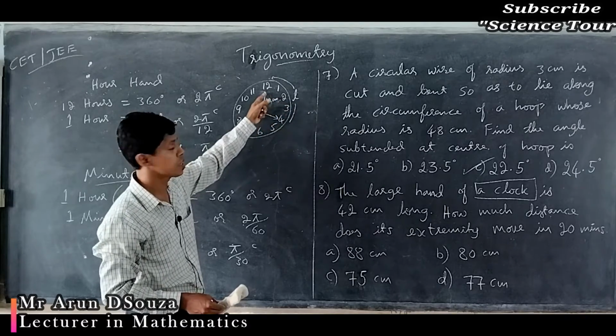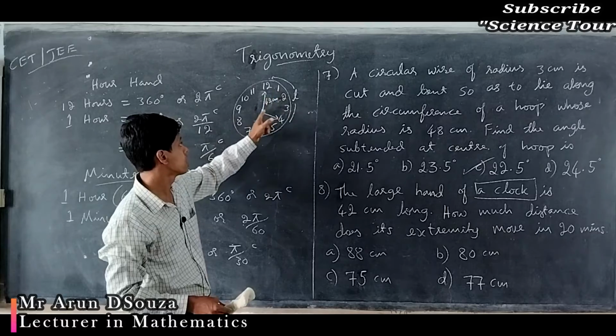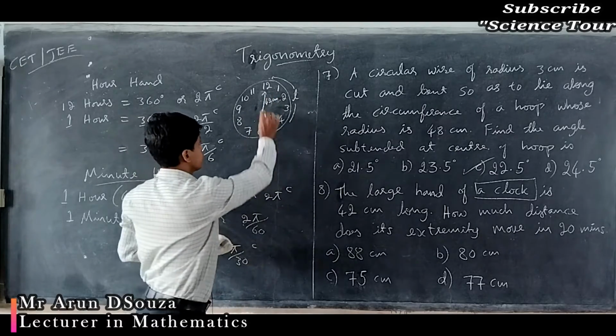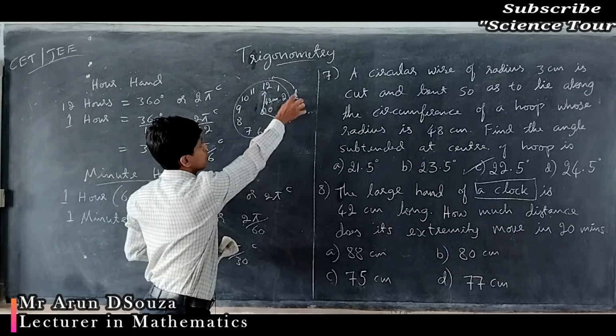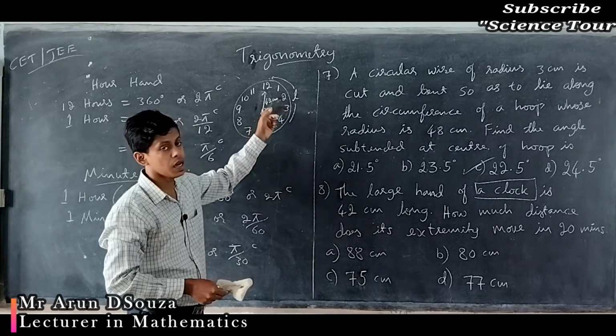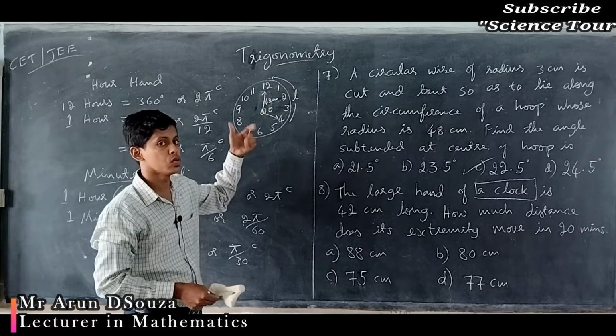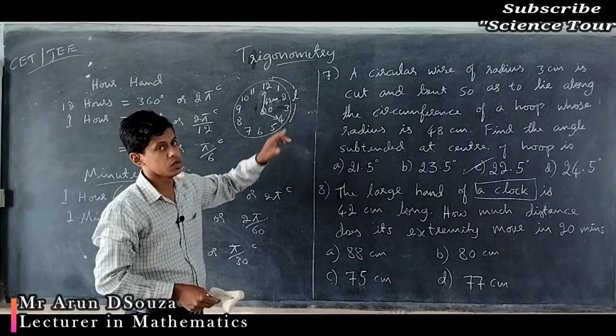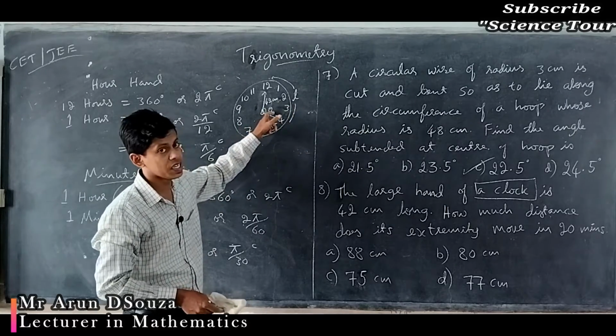This is 42 centimeter long. What is this arc length? First find the angle. If you know the angle theta, you can find L, because you have a relation: theta is equal to L by R, or L is equal to R theta. So L we have to find here, and before that we have to find theta.